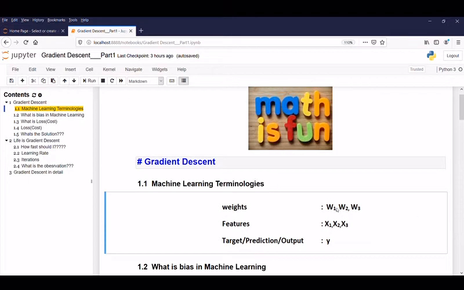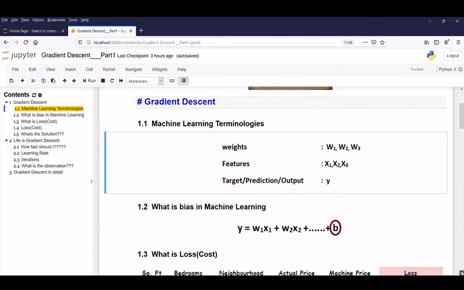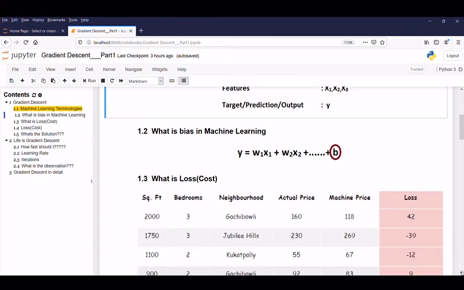Here weights are denoted as W1, W2, W3. Features, which are nothing but the input, as X1, X2, X3. Target, which is our predicted or output variable, is Y. What is bias in machine learning? It is a mathematical constant which prevents the line from going through the origin.